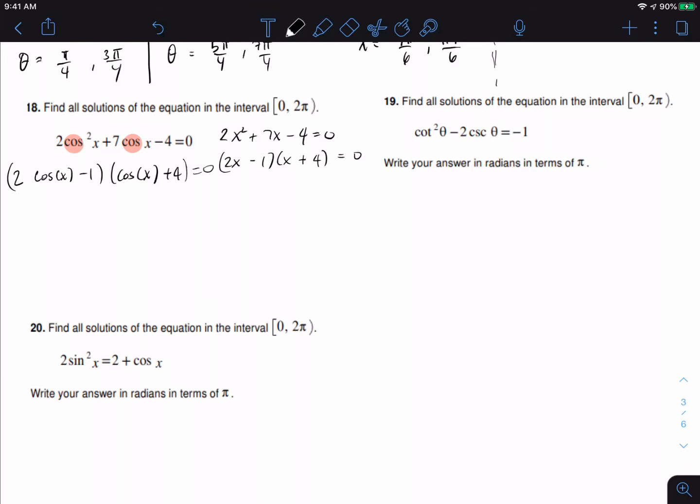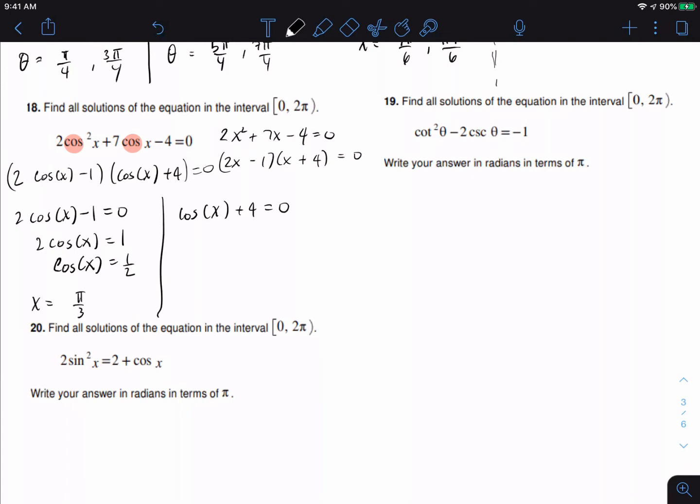So then setting each one equal to 0, I'm going to get 2 cosine of x minus 1 is equal to 0, and cosine of x plus 4 is equal to 0. So then here, 2 cosine of x is equal to 1, cosine of x is equal to 1/2, and that occurs in 2 positions, so x is equal to pi over 3 and 5 pi over 3, and again we have restriction, so those are the only ones we have. Now here I get cosine of x is equal to -4. Is that possible?